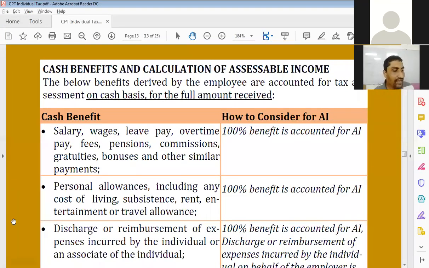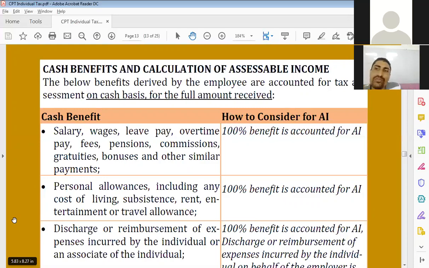Personal allowances, including any cost of living, subsistence, rent, entertainment or travel allowance. உங்களுக்கு monthly allowance கிடைக்கலாம். அது medical allowance ஆயிருக்கலாம், travelling allowance ஆயிருக்கலாம். இப்படியான வேற வேற allowances கேஷா கிடைச்சிருந்தா, கேஷா கிடைச்சதை அவ்வளவையுமே நீங்க அக்கவுண்ட் பண்ண வேணும்.